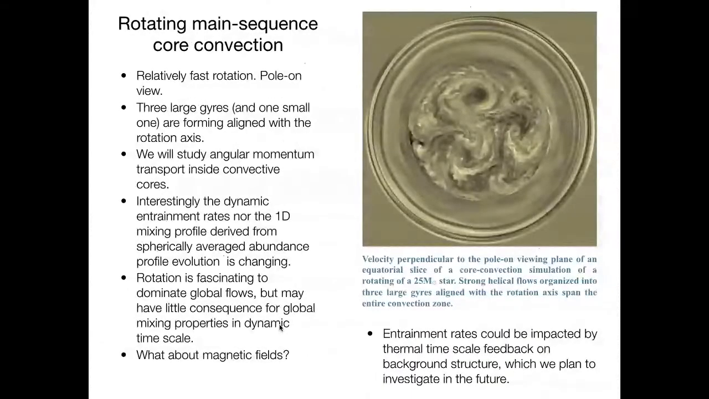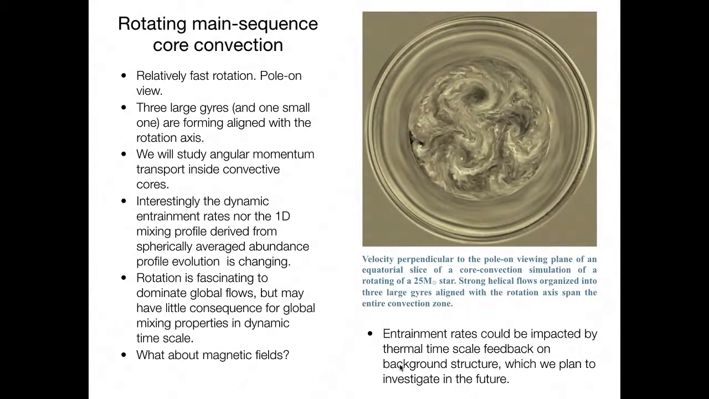But I do show you here one of the images of the rotating star, just to make you curious. This is a pull-on view of one of the rotating simulations. The quantity that is shown is the velocity perpendicular to the pull-on viewing plane. And you can clearly see that there's a helical flow, there's three big gyres and maybe one smaller one. These two are coming out, and the other one is going inwards. So there are three to four gyres aligned with the rotation axis, where the plasma is following these helical flows. And of course, then a question would be, what about the magnetic fields, for example?